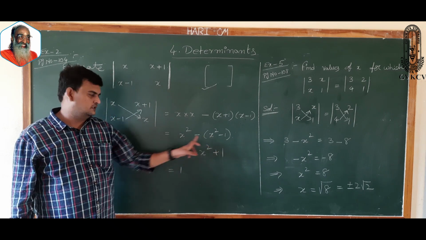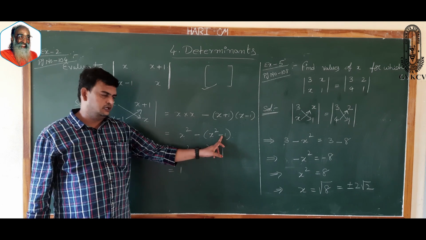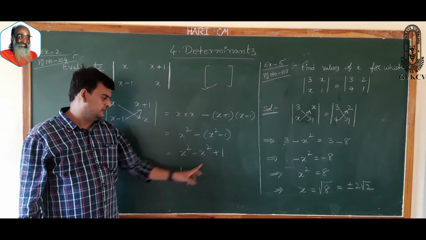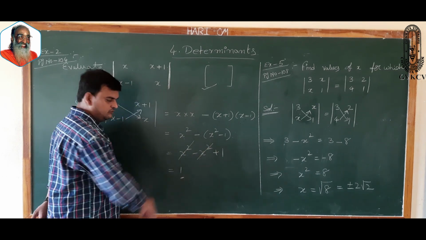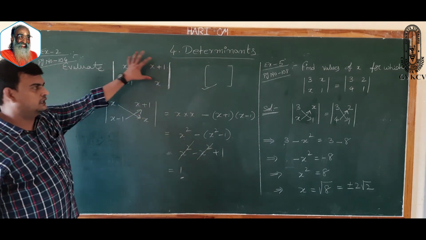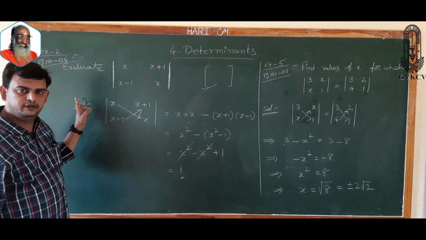So by simplifying this, we have x square minus, minus into minus is plus 1. So finally plus x square minus x square get cancelled. We have the value 1. This means the entire determinant gives us the value 1. This is about example number 2.